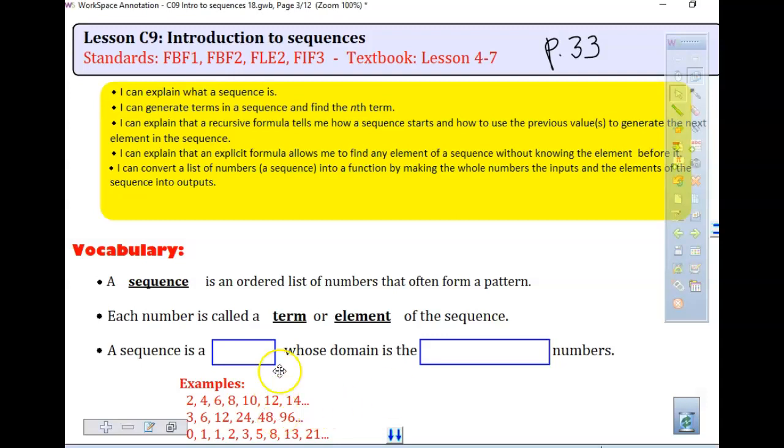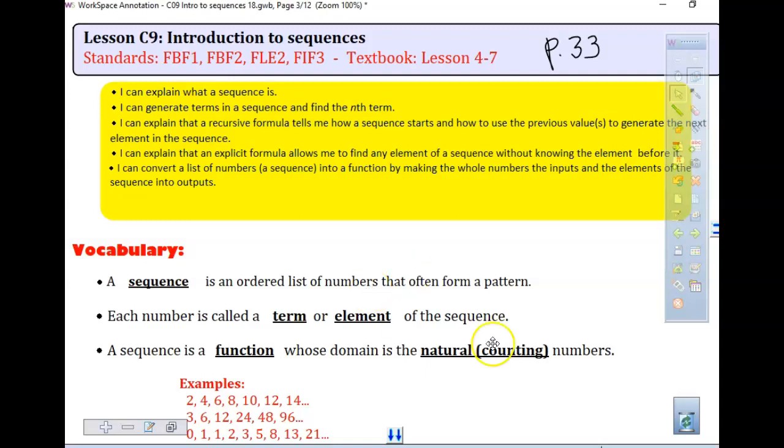When we talk about a sequence, it is a function, and the domain is the counting numbers, or natural numbers. So on our graphs, we had all real numbers when we were looking at it. This is only counting numbers, which means you won't have a fraction or decimal for the number of terms.